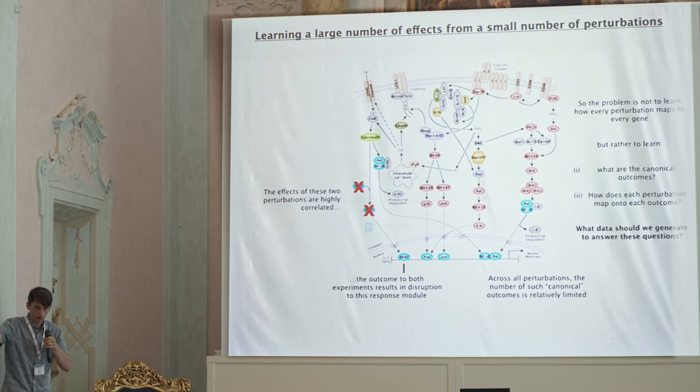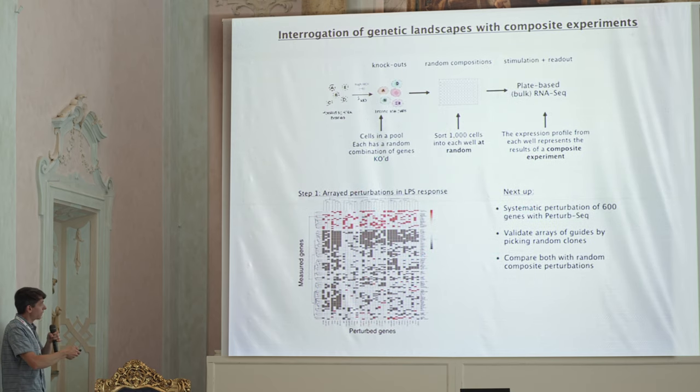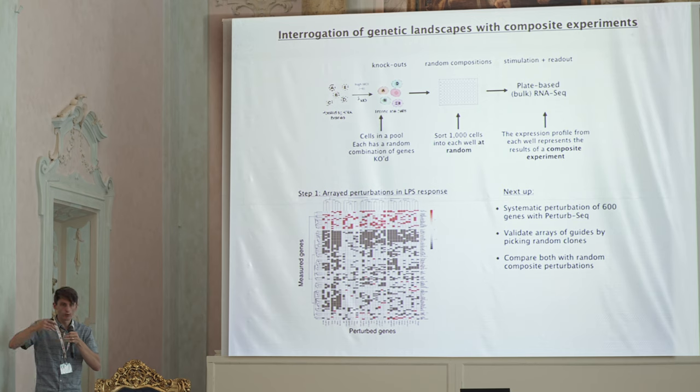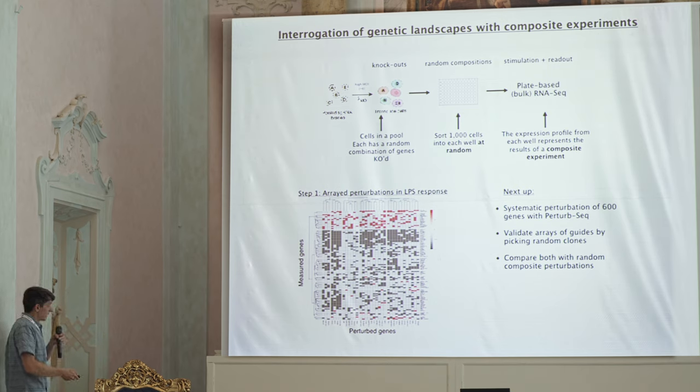And it turns out we've done a lot of theoretical work to say, once again, you can generate a small number of random composite experiments, just like a small number of random composite measurements can be used to learn, in this case, the matrix is kind of transposed, but again, something like module or pathway activities. So I'm happy to discuss that a little bit more.